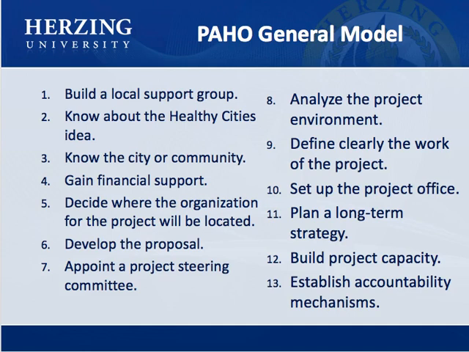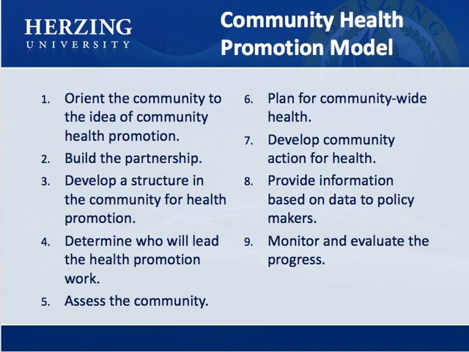Models for developing healthy community. Although there are many models to guide the development of a healthy community, they do have considerable commonality. The PATCH model is a 12-step process, and they are listed on your slide. The Indiana University Community Health Promotion Model is a 9-step model, and they are: orient the community, build the partnership, develop a structure in the community for health promotion, determine who will lead the health promotion work, assess the community, plan for community-wide health, develop community action for health, provide information based on data to policymakers, and lastly, monitor and evaluate the progress.